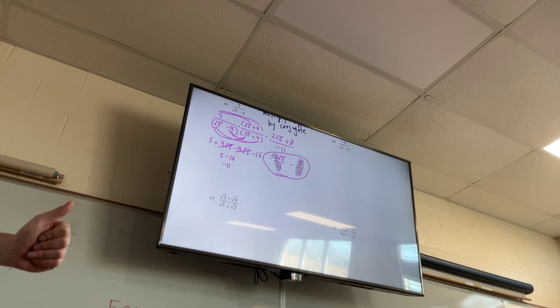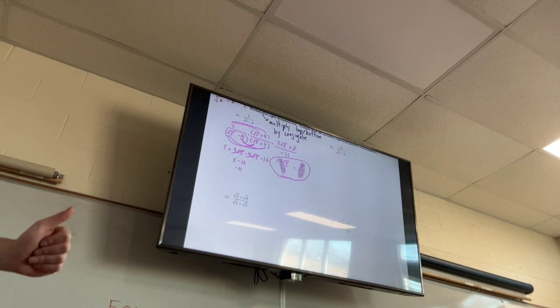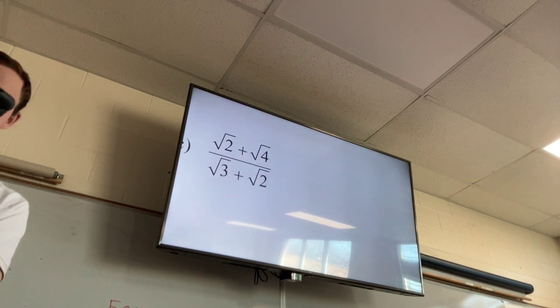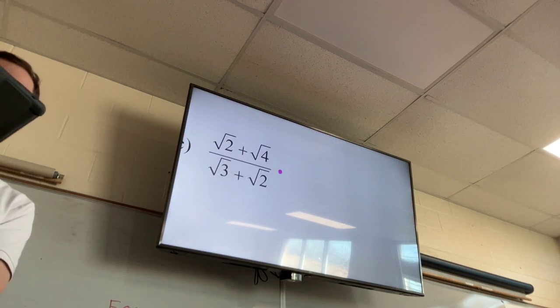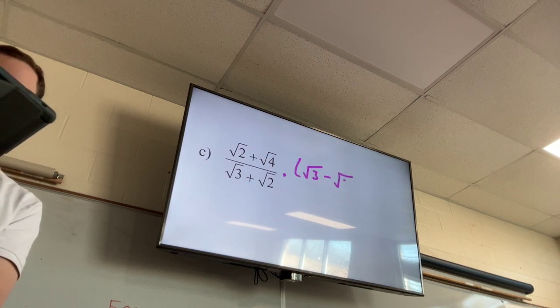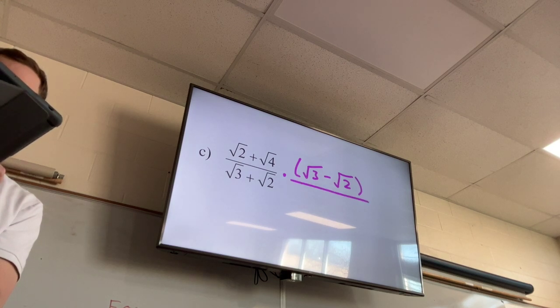Let's skip down to C. Can I skip down to C? We're almost out of time. So I'm going to multiply the top and bottom by what? The conjugate. Yeah, so root 3 minus root 2 over root 3 minus root 2, okay?